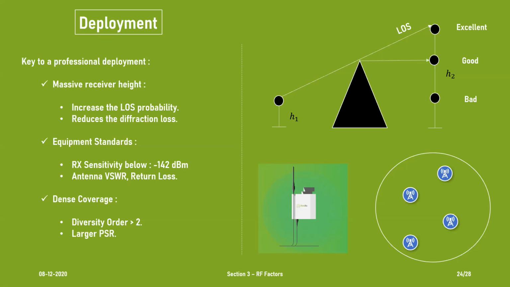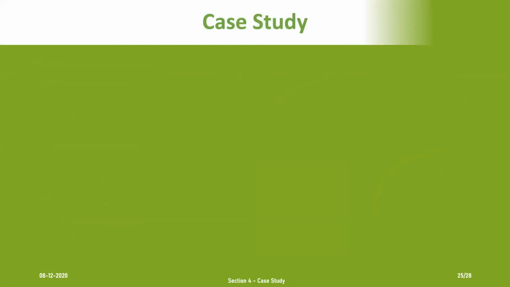So that's the key to a professional deployment. You would want a massive receiver height, you would want high quality equipment standards, and you would want really dense coverage to get a high diversity order that will give you a large PSR. Now, we understood all those technical things that we have studied in sections 1, 2, and 3. It's time now to talk about a case study.